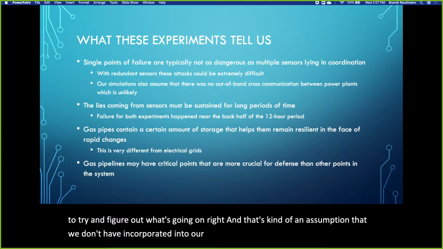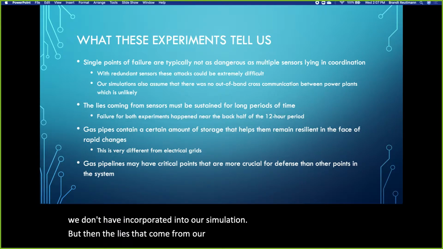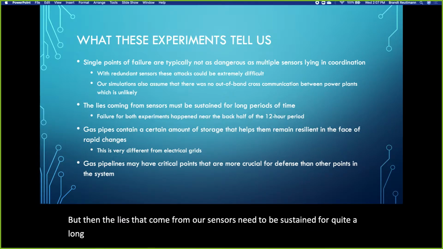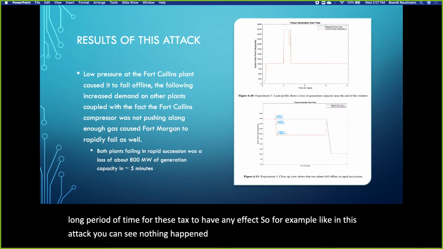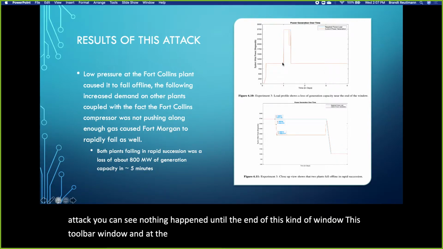But then the lies that come from our sensors need to be sustained for quite a long period of time for these attacks to have any effect. So for example, in this attack, you can see nothing happened until the end of this 12-hour window. And at the very beginning of this window is when the attack started.